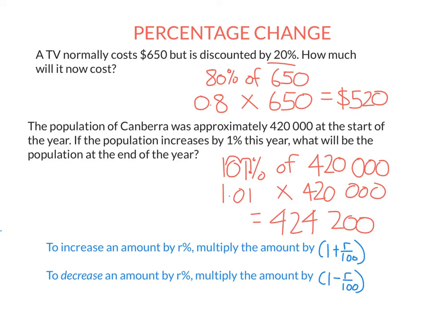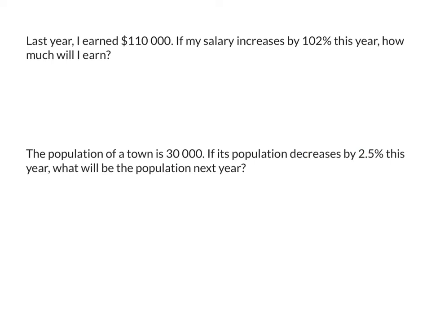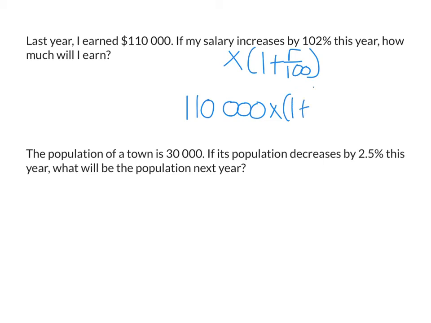All right, let's look at another couple of examples. Last year, I earned $110,000. If my salary increases by 102% this year, how much will I earn? So remember, when we're increasing, we want to take our amount and times by 1 plus percentage over 100. So in this case, we want to take our original amount, which is $110,000, and times by 1 plus R, the percent is 102, over 100, and all you need to do is put that in your calculator, and so you should get 222,200.